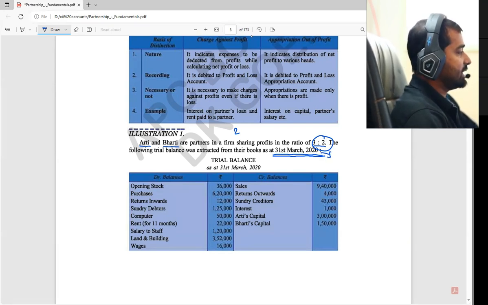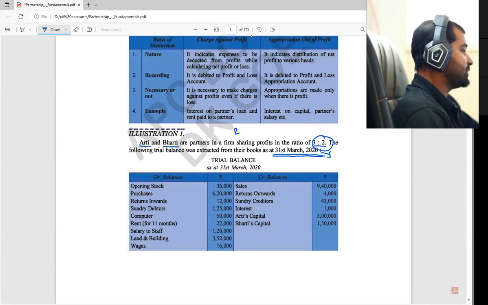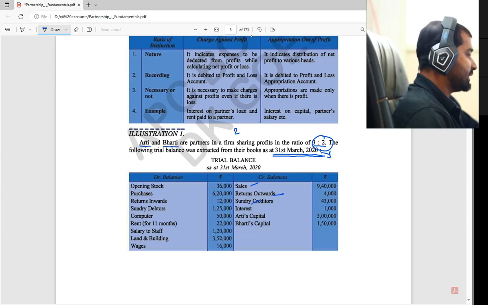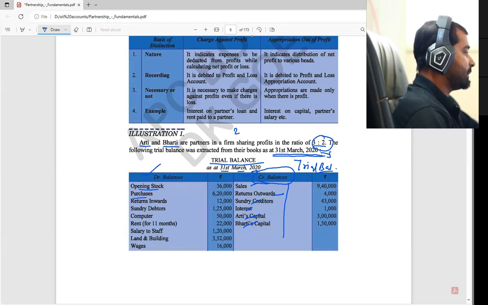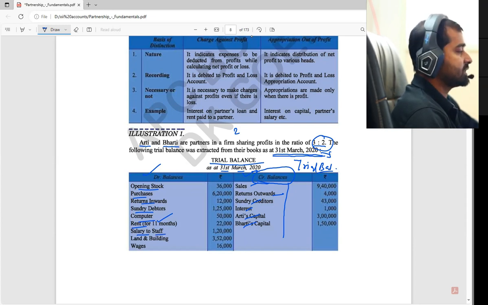Now after that, you see the trial balance given to you. In this trial balance, sales return outwards, sundry creditors, interest, Aarti's capital, Bharti's capital, all of these are credit balances. It is a trial balance, and it is already written as at 31st March 2020 which is the debit balance and which is the credit balance. In the debit balance you have opening stock, purchases, return inwards, sundry debtors, computer, rent for 11 months, salary to staff, land and building, wages, and so on.